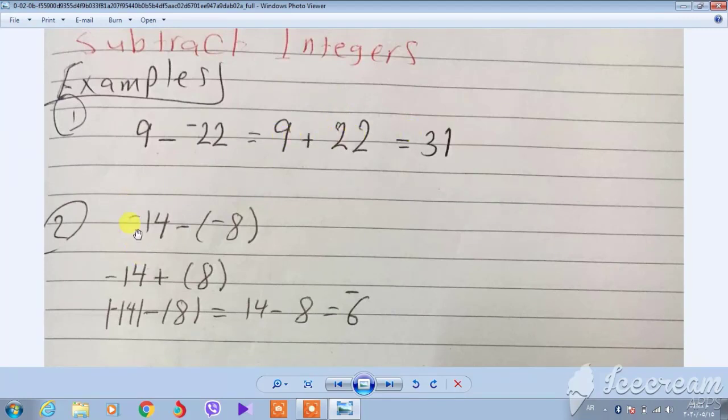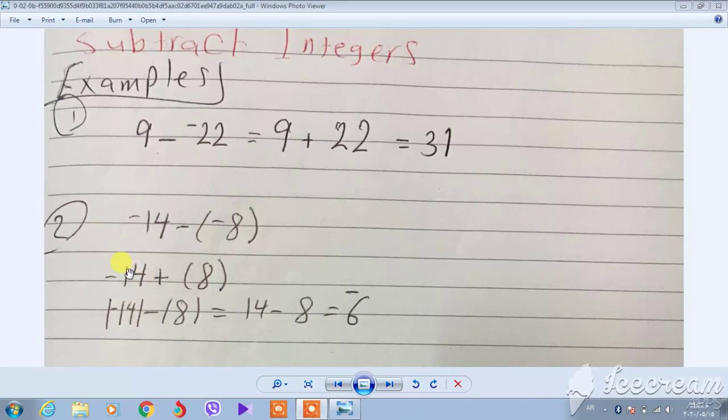In example 2 we also have negative 14, change the subtraction to addition, and we take the opposite of the second number. Negative 8 becomes positive 8. And after that we have different signs. Here we go back to adding integers, student. What do we do if we have unlike signs, student?